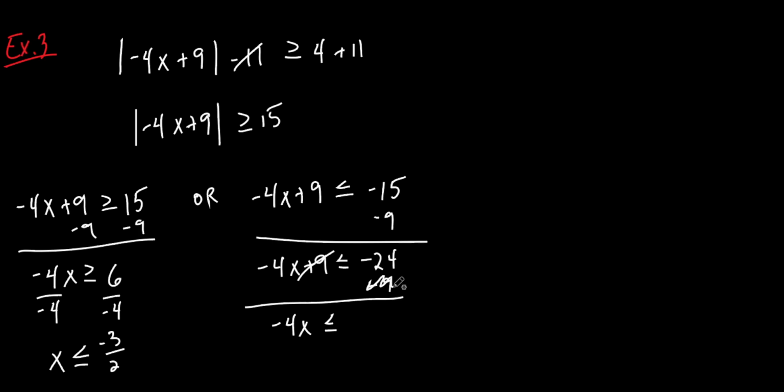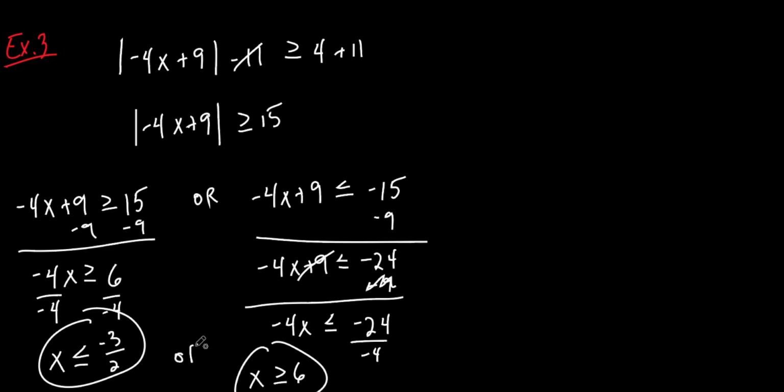Oh, I already subtracted the 9. That's what you're saying. Right, got it. My bad on that. All right, so it's negative 24. Divide both sides by negative. Again, we're dividing by a negative, so I'm going to take this one and change the direction of that one, and that's just 6. So there's my 2 answers, and you're going to put an "or" in between.